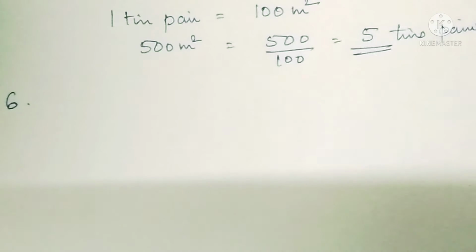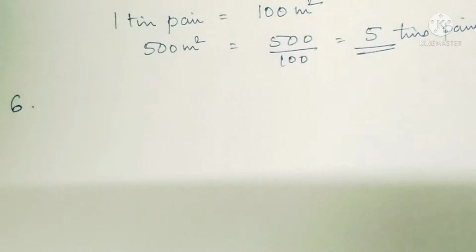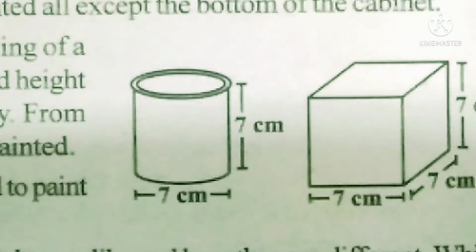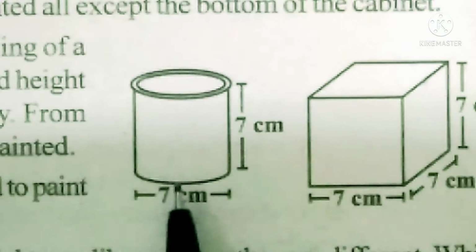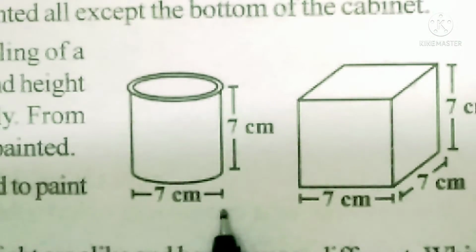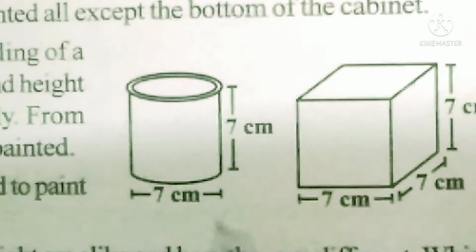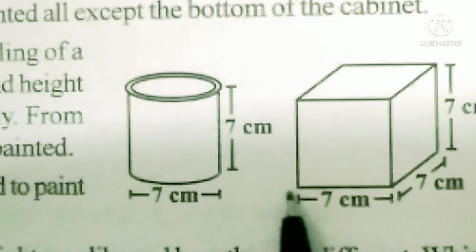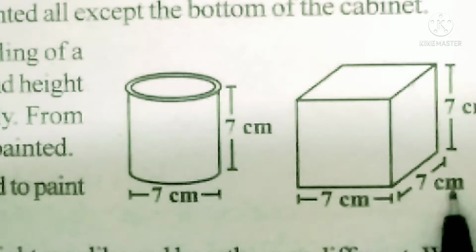Now question number 6 is: describe how the two figures at the right are alike and how they are different. Which box has larger lateral surface area? That is the question. Now see here, it is a cylinder. Diameter is 7 centimeter, height is also 7 centimeter. And here it is a cube with all three sides, length, breadth and height, 7 centimeter. So you have to find, what is the question?